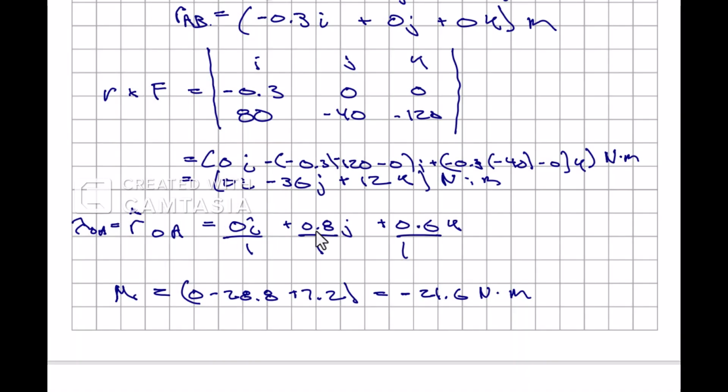All right, the dot product of the moment we found here, which is right here, dotted with the unit vector here, yields a magnitude of the moment of minus 21.6 newton meters about the OA axis.